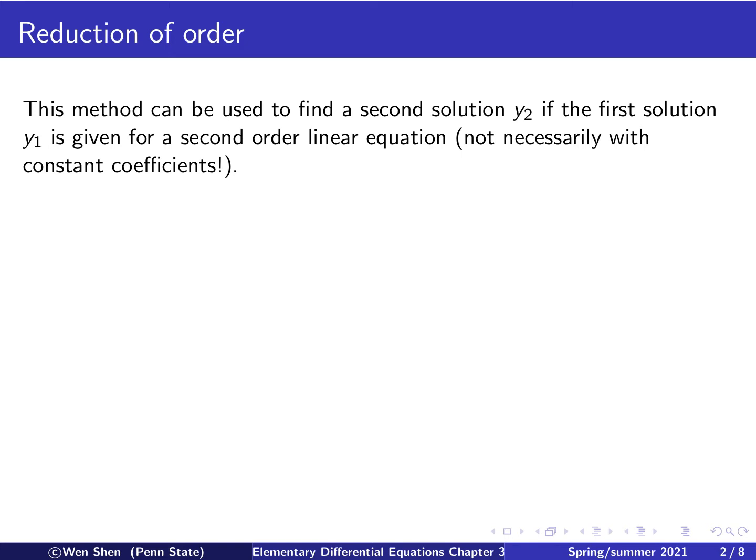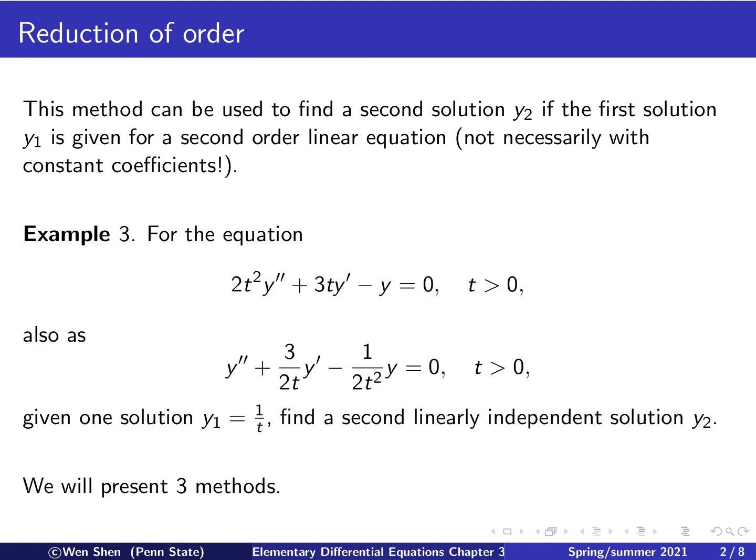So far all the equations we have studied are homogeneous with 0 on the right hand side. Let's get into the subject through an example, and hopefully the method becomes clear along the way. Let's consider this example. We have the equation 2t squared y double prime plus 3t y prime minus y equals 0, and it's defined for t bigger than 0.